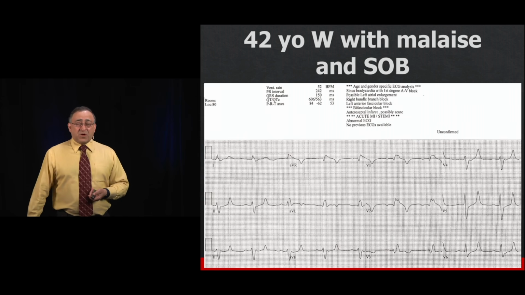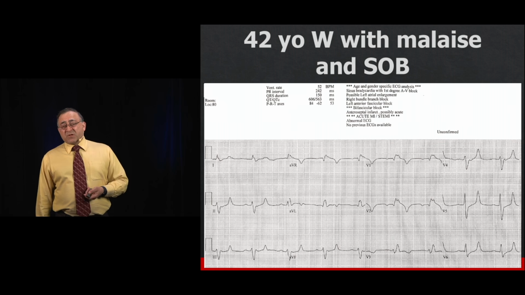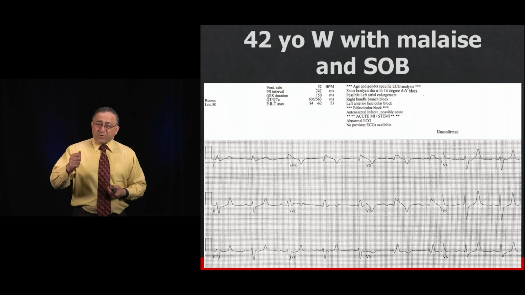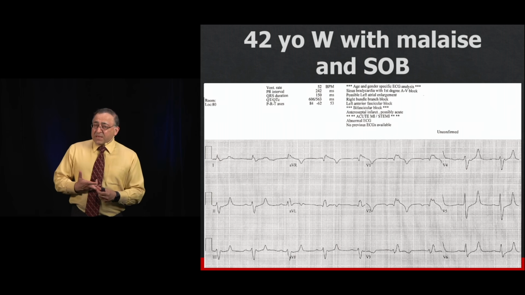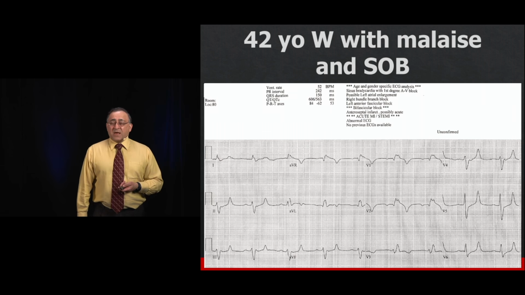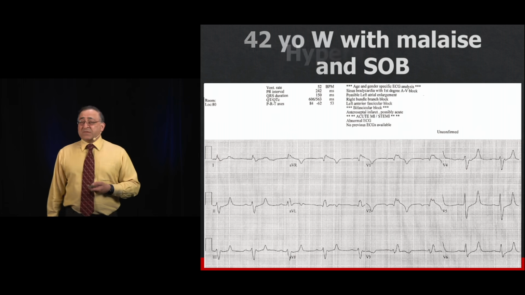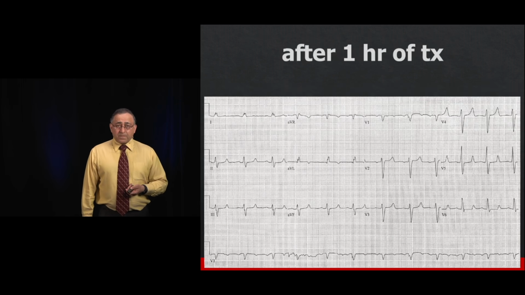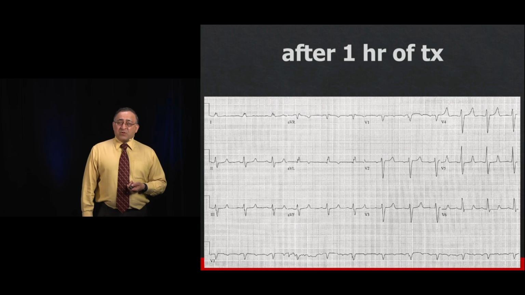Your computer always calls these STEMIs because your computer's going to try to fool you. It doesn't know any better. But when you see that the ST elevation is primarily in the rightwardish leads, V1, V2, aVR, think about hyper-K, think about PE, look for the peaked T waves. PE almost always gives you a right axis. Hyper-K usually does, but not always. But what makes hyper-K easier is you typically will see the peaked T waves. And here's what you get after an hour of treatment. The ST segment elevation goes away.